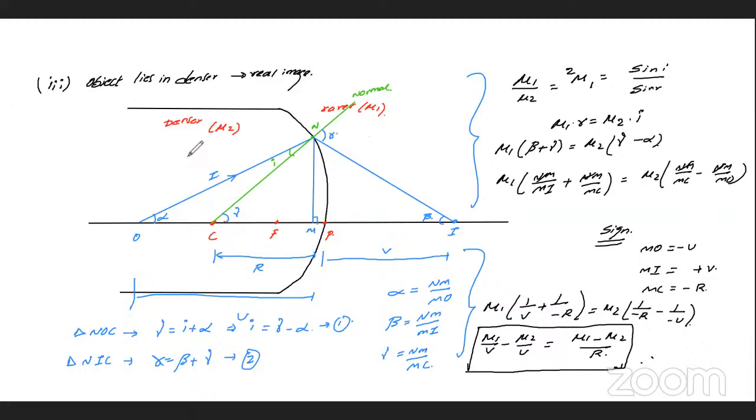The fourth case, convex, fourth case, we are going to discuss about the virtual image. So let's see. Fourth case, convex. So the light ray, as usual, passes from the denser medium towards the rarer. That means the object lies in the denser medium, and the image formed is a virtual image.